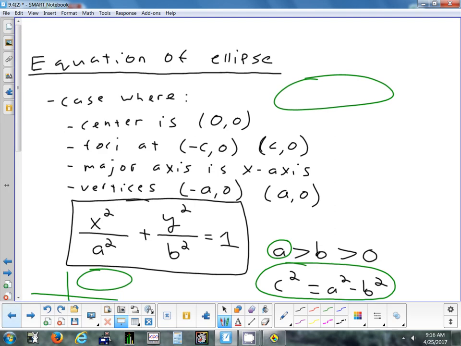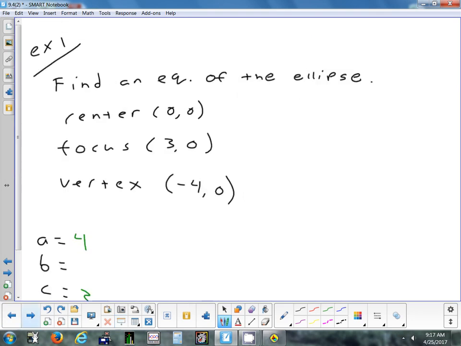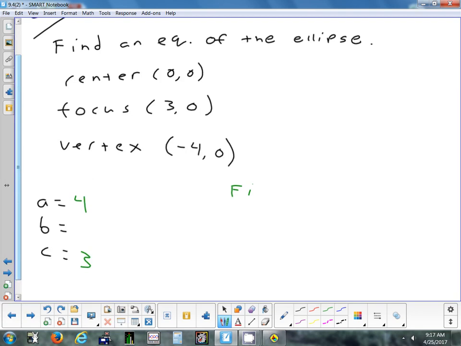Because if you're going to write the equation of an ellipse, you don't even really need C. You need the A and the B. But the only way to get the B is to use what you know to find it. So C squared equals A squared minus B squared. Off to the side, I'm just going to put find B.